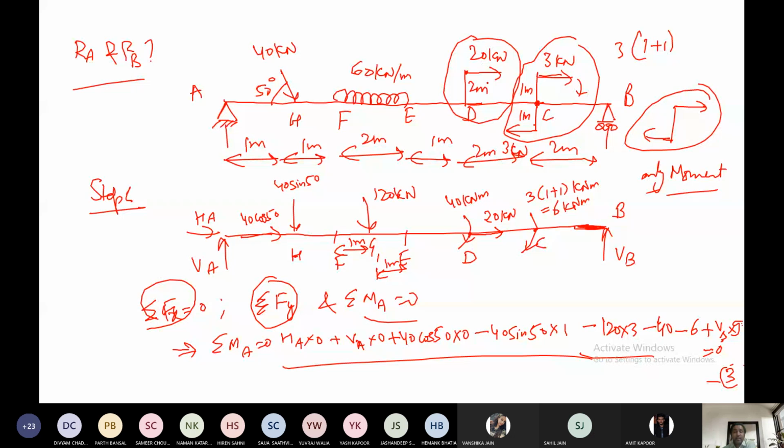And what is the direction here? Direction is clockwise. So I have shown the direction clockwise, and clockwise is negative. So minus 40 and minus 6. Okay. Is this clear now?